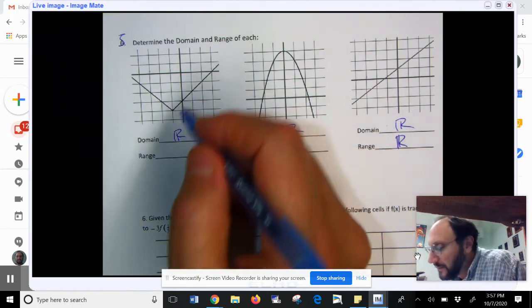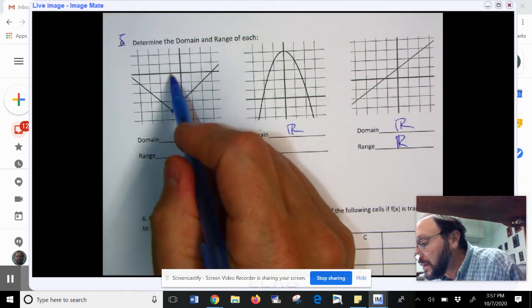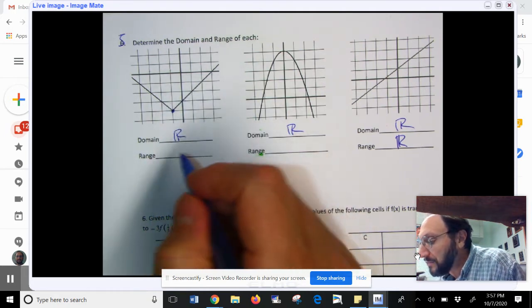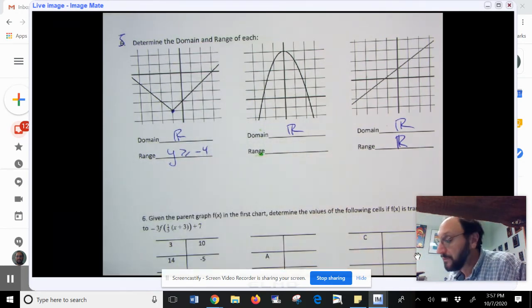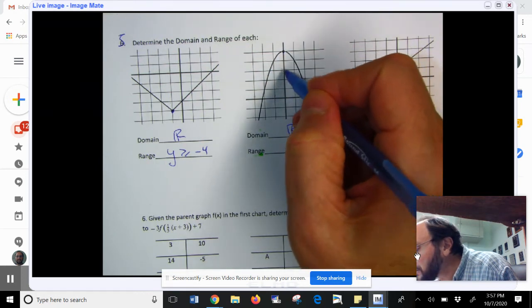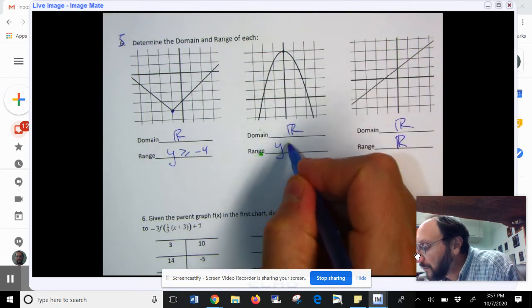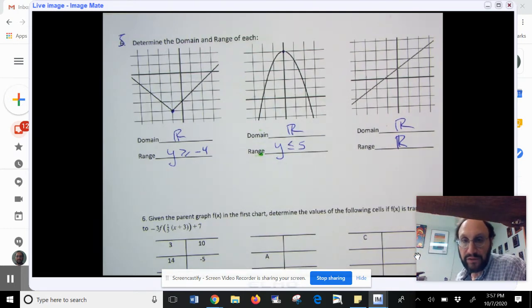But over here, these two are limited. This is the lowest y value that there is: 1, 2, 3, 4. So all the y values have to be greater than or equal to -4. Whereas in this one, since it's pointing down, this is the highest y value: 1, 2, 3, 4, 5. So we have y is less than or equal to 5. And that's all there is to domain and range for these problems.